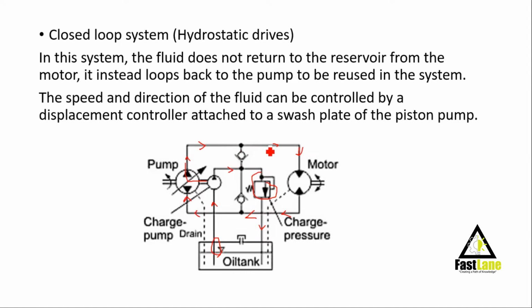In normal working conditions, the fluid moves through the pump, goes to the motor, does the work, and then it circulates to the pump to be reused in the system. So in a closed loop system, we have the fluid moving throughout the system. There is a continuous motion of the fluid in the system. It's not taken back to the oil tank. So in this case, we may not need a big oil tank.